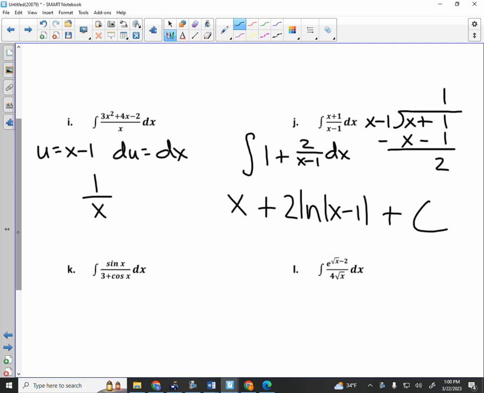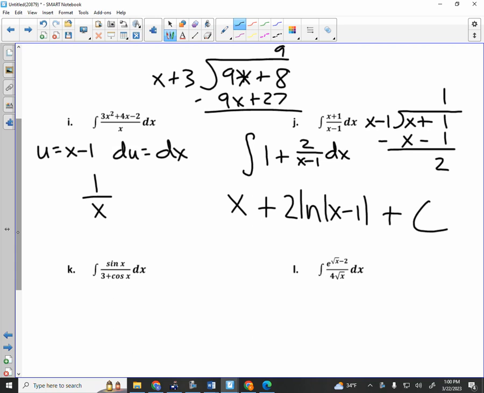Suppose you had x plus 3 goes into 9x plus 8. So you would multiply by 9, and then you get 9x plus 27. Subtract and go from there. Okay, 9 minus 27 over x plus 3. I think we got negative 19 out of that. Negative 19 over x plus 3, yeah.